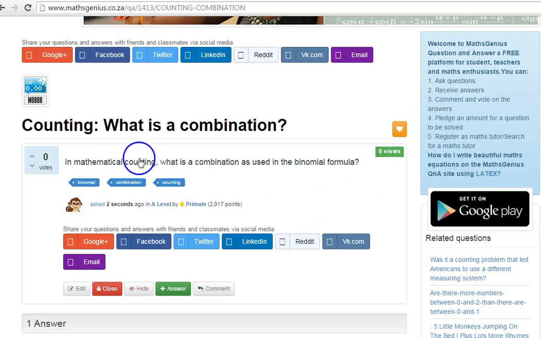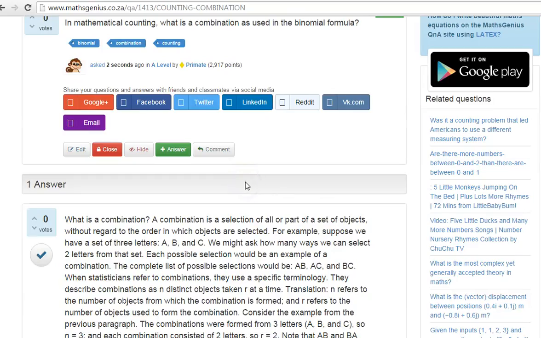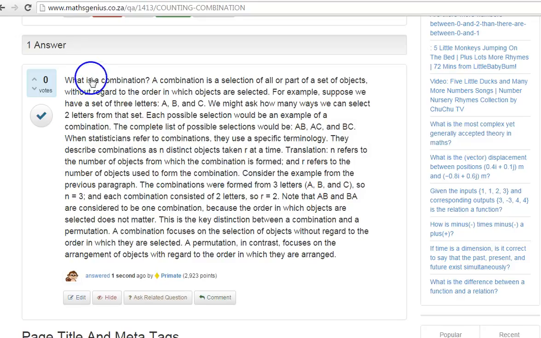So anyway, going into the question now, what is a combination when it comes to mathematics? That's the C that's used in the binomial formula, for example. The response I was given here was that a combination is a selection of all or part of a set of objects without regard to the order in which the objects are selected. So that's the key thing: there's selection, and there's no regard for order.